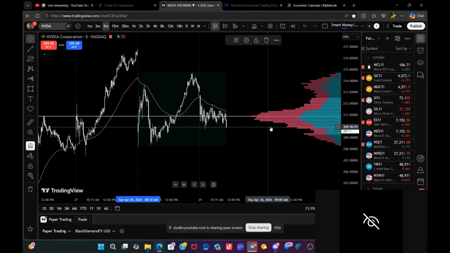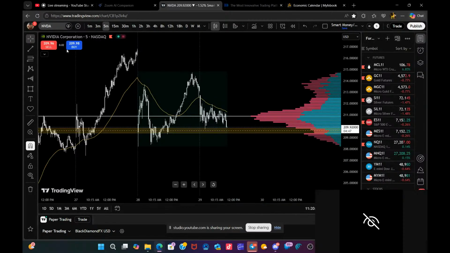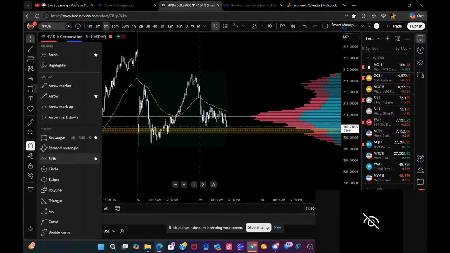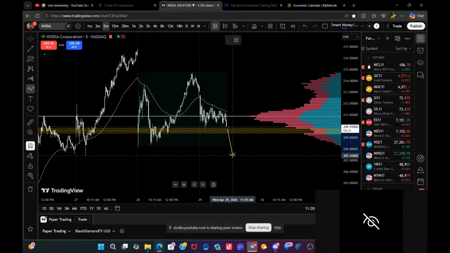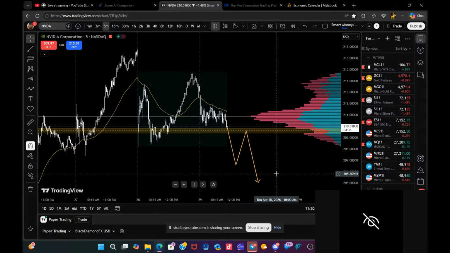See what we got. Okay, got a low volume node here. It could reject it and go up, or it could break through and then come back to it. I'm leaning more towards breaking through it and coming back to it. Something like this. So if this is the low volume node, I'm looking at perhaps a breakthrough, come back to it. Get your entry, boom, boom. All right. Now, I could be wrong.